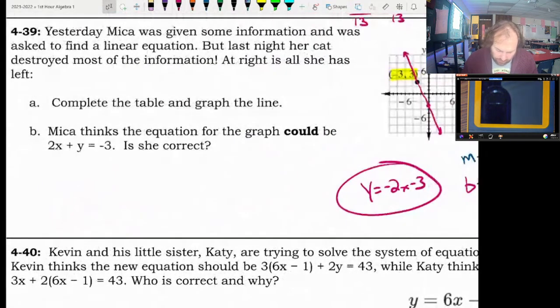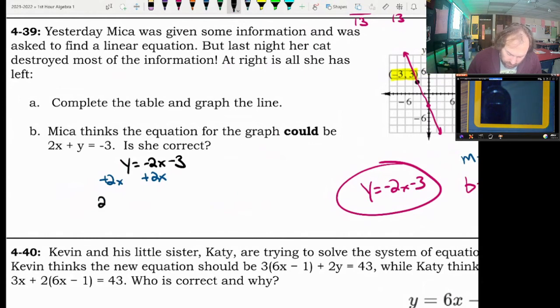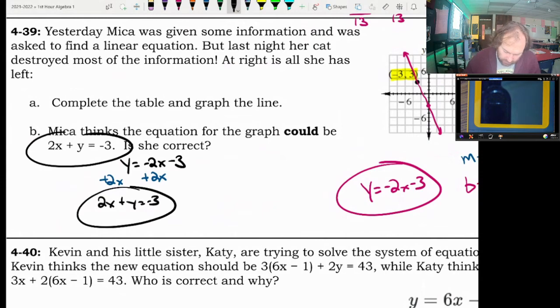Mika thinks the equation for the graph could be 2x plus y equals negative 3. Is she correct? Yeah, she is correct. Because check this out. If you take the equation that we got, which I guess we didn't need to do, you could add the 2x over and move it to the other side of the equation. 2x plus y is negative 3. So totally, that's a very valid thing.